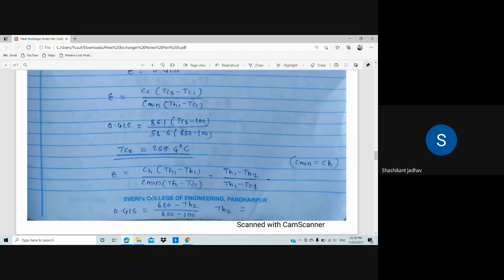Here we have to stop. The remaining part we have to take in tomorrow's lecture. In this topic only one problem we have to take, and one point is remaining, that is heat pipe. So in the next lecture we have to complete this heat exchanger topic, that is unit number 6.